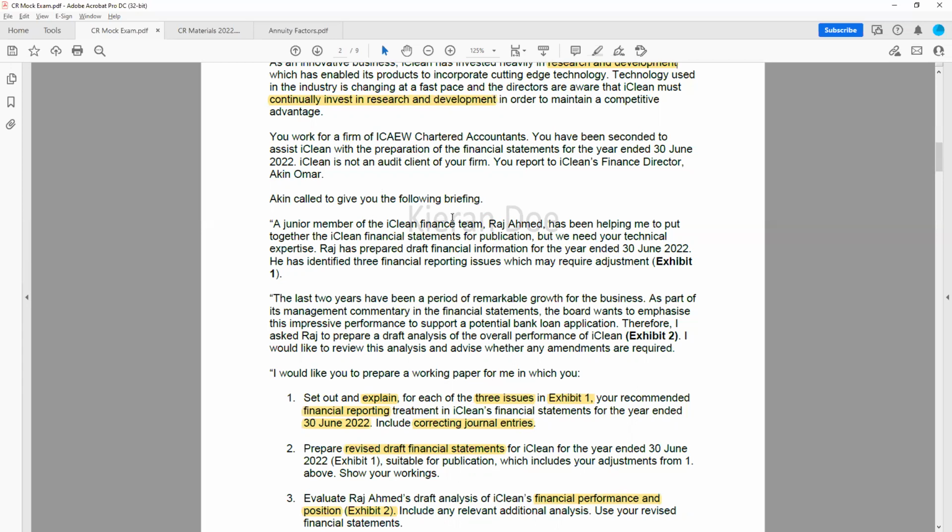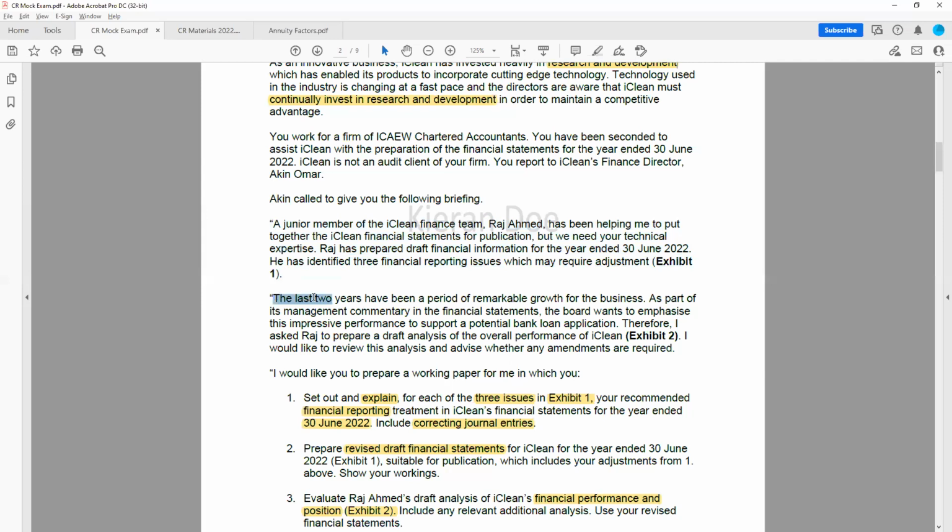So here we're told a junior member of the finance team, Raj Ahmed, has been helping me put together the financial statements for publication, but we need your technical expertise. Raj has prepared draft financial information for the year just ended. He's identified 3 financial reporting issues. So you can kind of see what I mean. These bits, they tell us what we'd already gathered by looking at the requirements and looking at the exhibits, but still important to read through it.